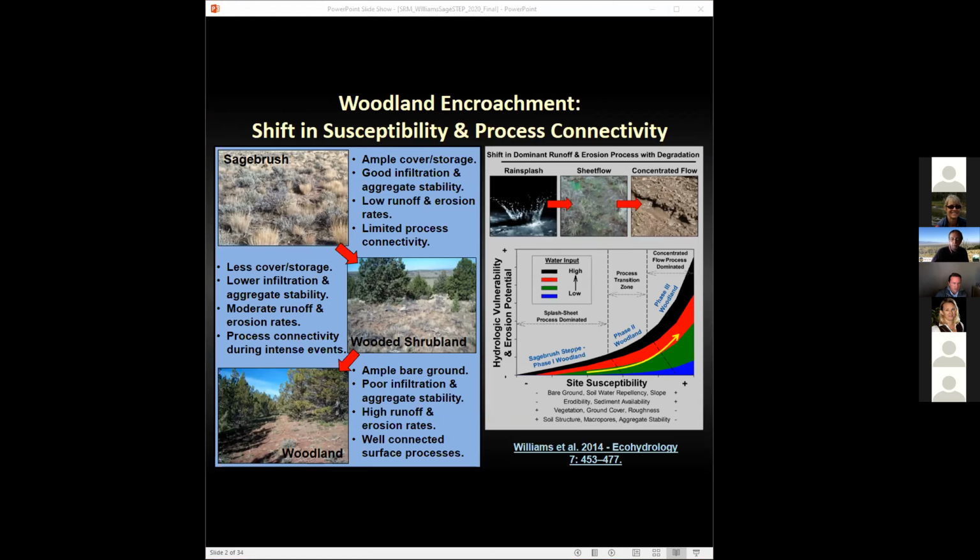And so that leads us to this conceptual model that you can see on the right. All these relationships are represented there, and I'll come back to this model at various times during the talk today. But mainly the model shows how changes in conditions defined as susceptibility on the x-axis of the graph influence hydrologic vulnerability and erosion potential shown on the y-axis. And we note that vulnerability is also related to water input as noted by the different curves in the graph.